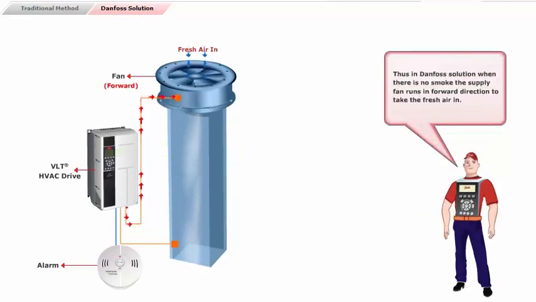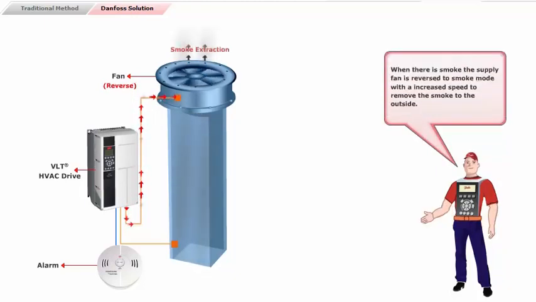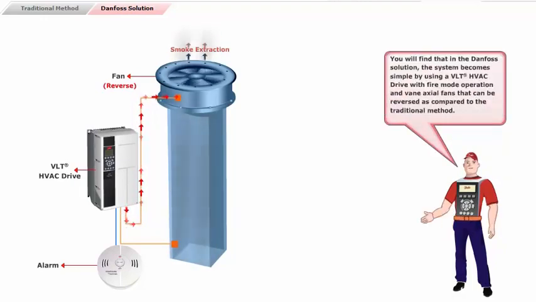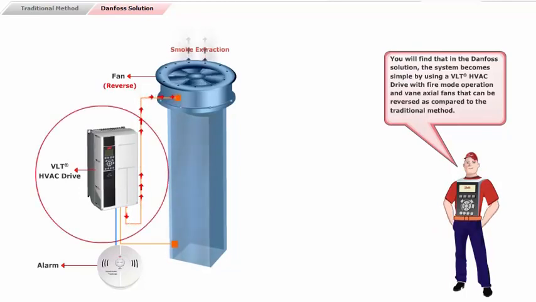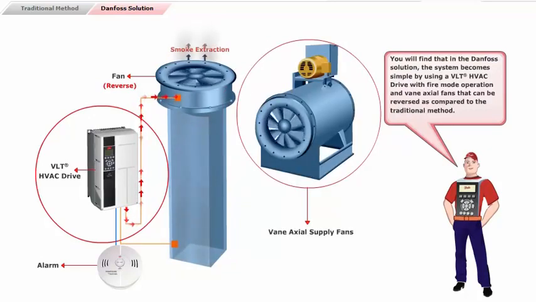Thus, in the Danfoss solution, when there is no smoke, the supply fan runs in the forward direction to take the fresh air in. When there is smoke, the supply fan is reversed to smoke mode with an increased speed to remove the smoke to the outside. You will find that, in the Danfoss solution, the system becomes simple by using a VLT HVAC drive with fire mode operation and vane axial fans that can be reversed as compared to the traditional method.